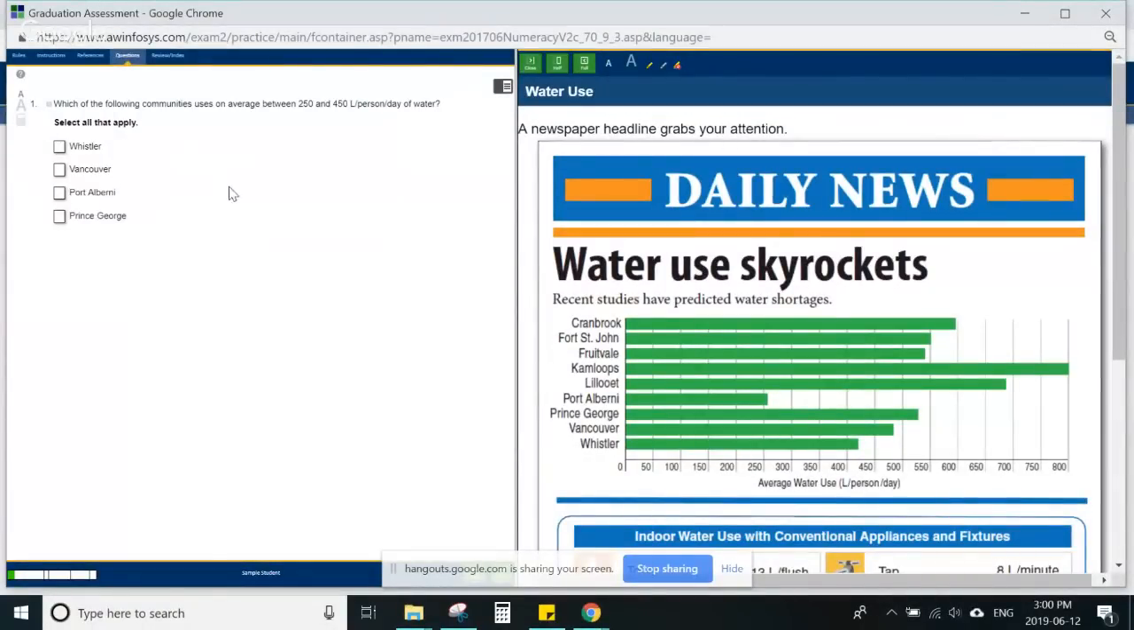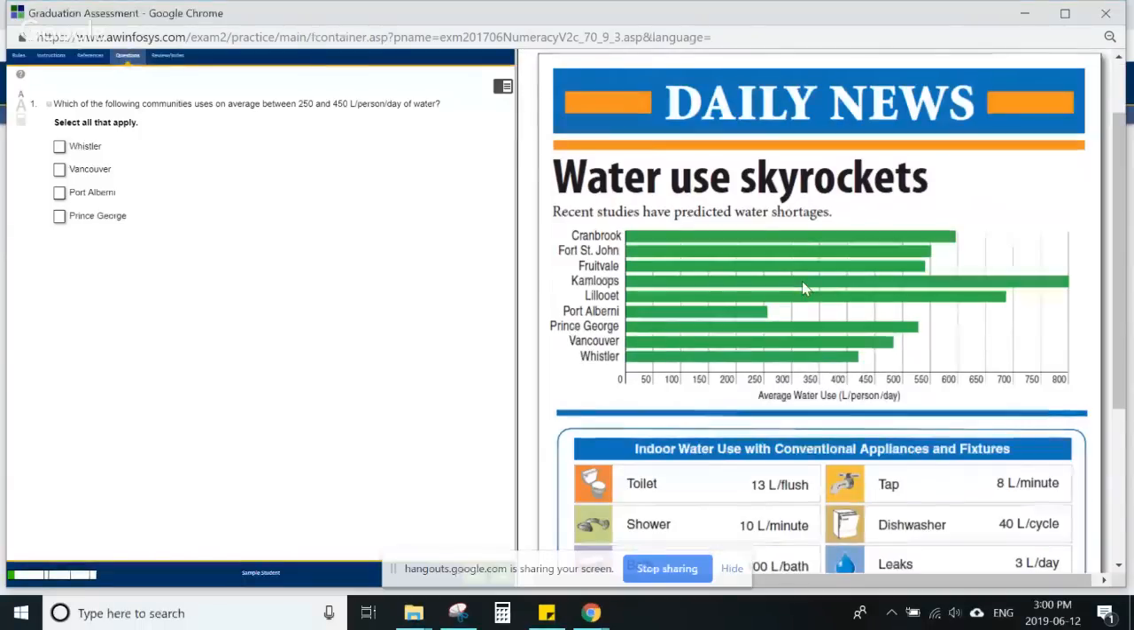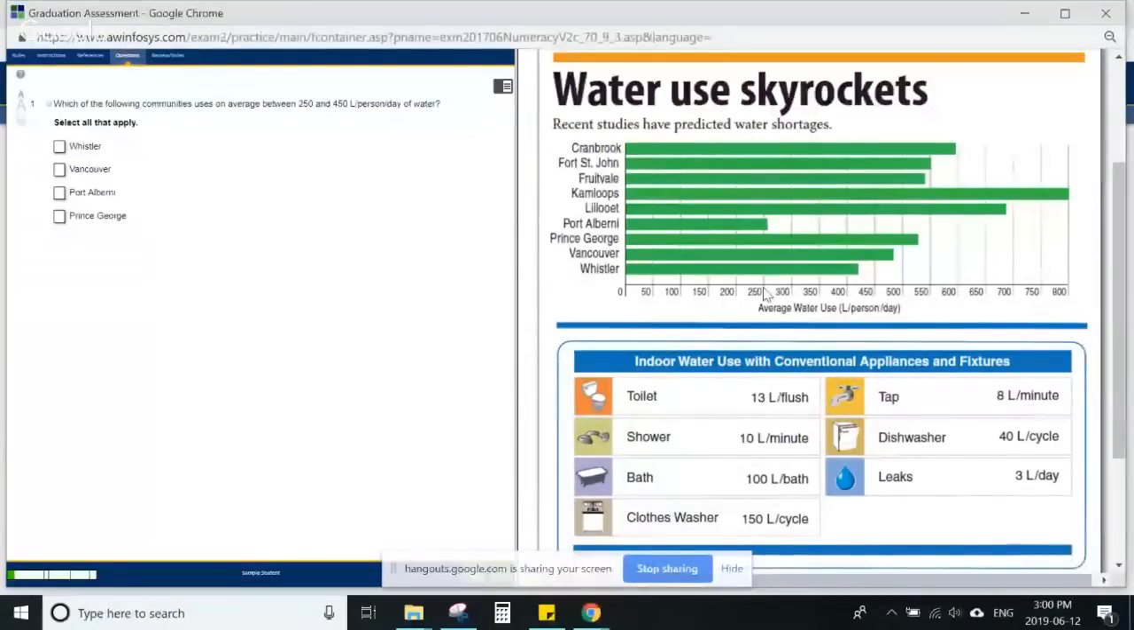So let's start with question number 1. Which of the following communities uses on average between 250 and 450 liters per person per day of water? Now, this is a little bit different than some of the other tests that you may be used to, where there's only one multiple choice correct answer. In this case, there are actually 2 answers, and let's see if we can find them. Between 250 and 450. Here's 250 on our graph, and we see that Port Alberni is using over 250 liters of water.